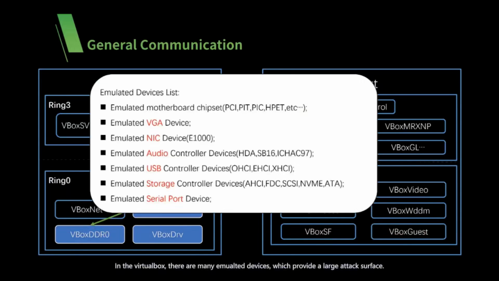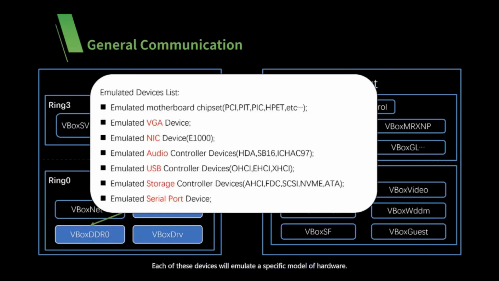In VirtualBox, there are many emulated devices which provide a large attack surface. As shown in the figure: motherboard chips, graphics cards, network cards, sound cards, storage controllers, and so on. These are all emulated devices.